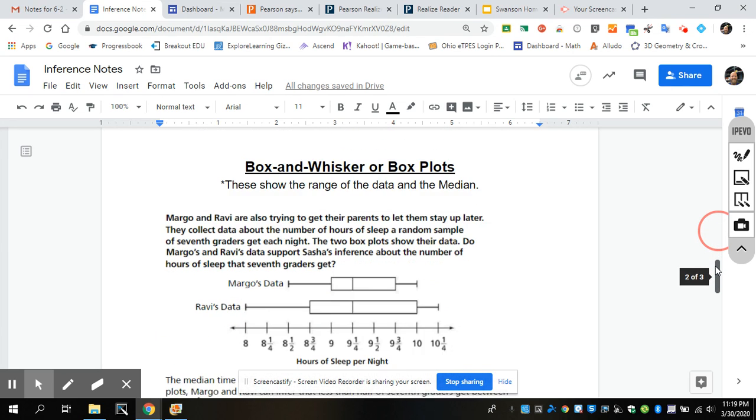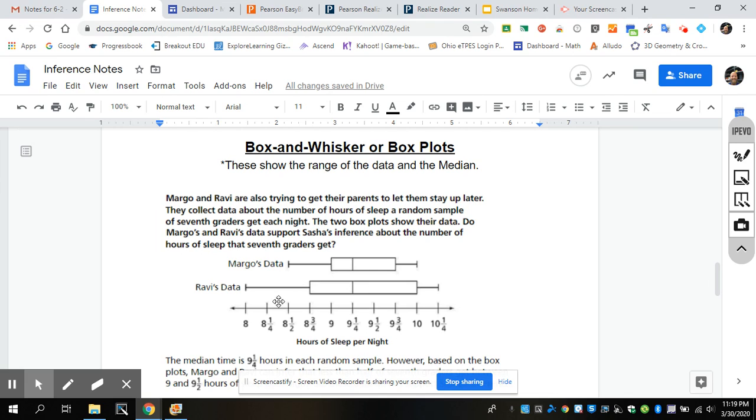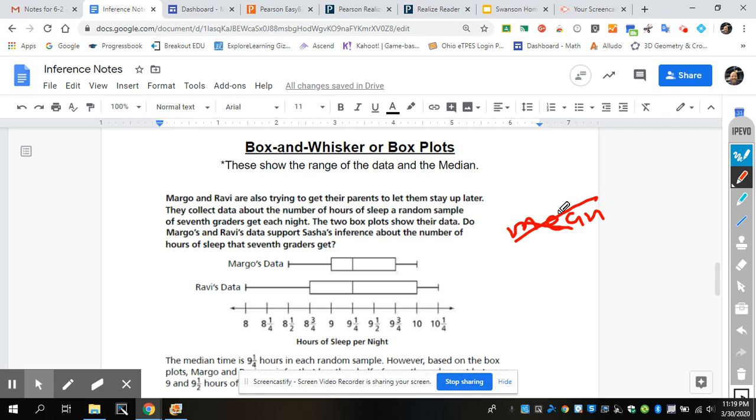Now we also got box and whisker plots. A box and whisker plot does not show us, and we cannot calculate the mean. It is impossible to calculate the mean on this because it doesn't show us individual data points. It just shows us how the whole set of data is graphed. So we know that according to Margot's data on a box and whisker, the smallest number is 8.5. So her data ranges anywhere from 8.5 to 10 hours.